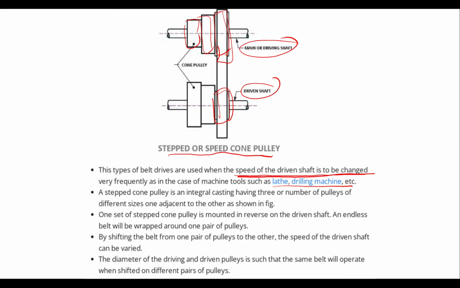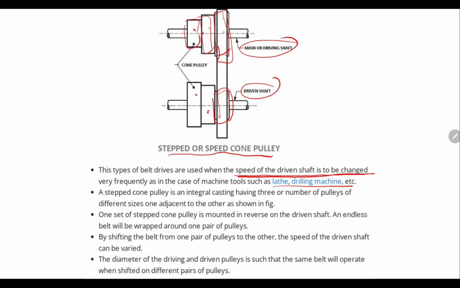A stepped cone pulley drive pulley is an integral casting having 3 or more pulleys of different sizes, one adjacent to the other. One set of stepped cone pulley is mounted in reverse on the driven shaft, and an endless belt is wrapped around one pair of the pulleys. By shifting the belt from one pair of the pulleys to another, the speed of the driven shaft can be varied. So if you shift the belt from this to this, you will get a different speed. If you shift again the belt from this pulley to this, you will get a different speed.